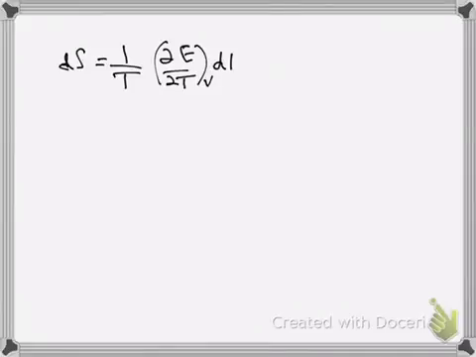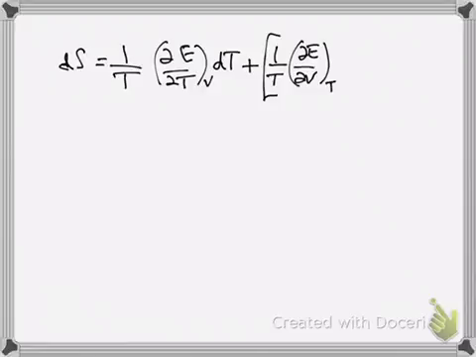If I do that, I now can say that dS is 1 over T partial E partial T at constant V dT, okay? Plus a bunch of other stuff, right? We plug in, and it's going to have in it 1 over T partial E partial V at constant T, plus N k_B over V, and all of this times dV, okay?